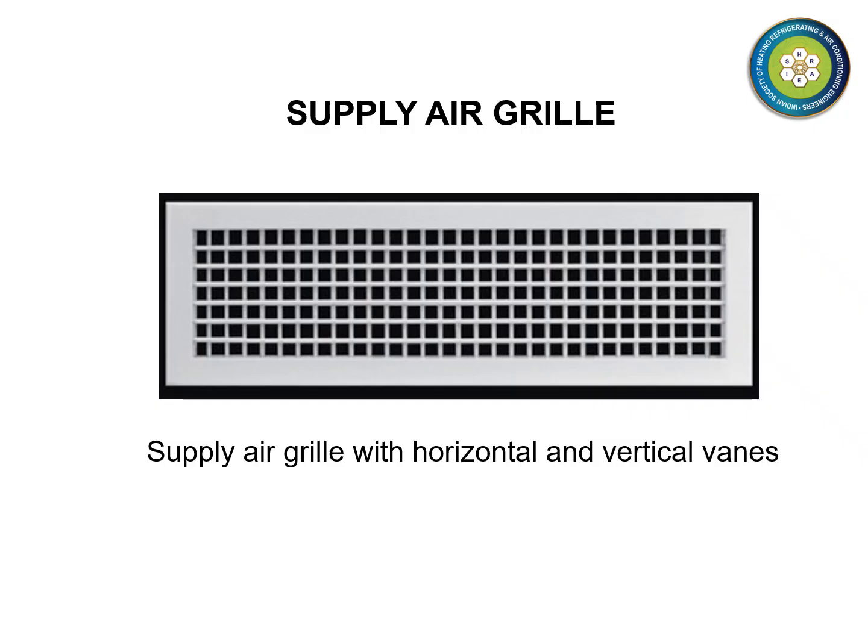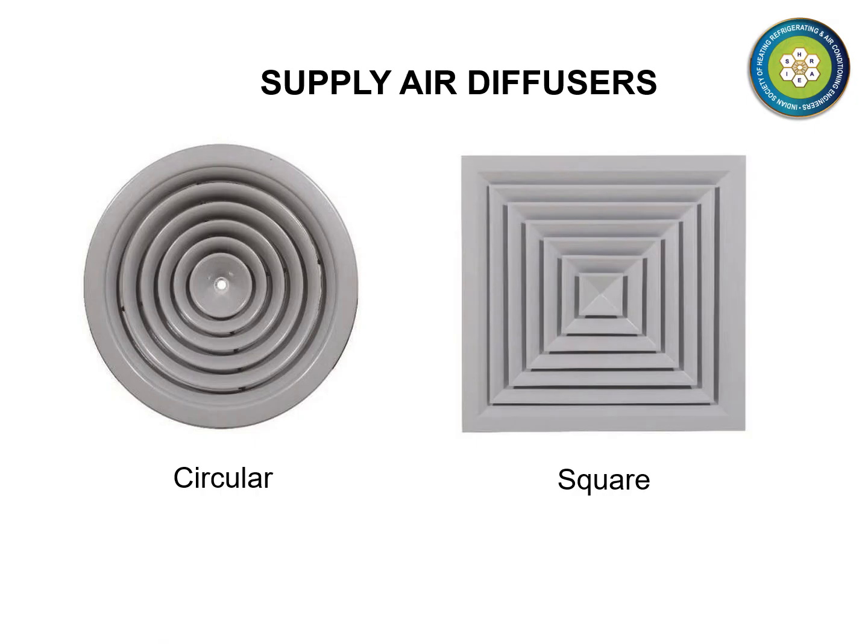Shown on this slide is a supply air grill with horizontal and vertical vanes. Such grills are typically wall mounted slightly above the occupied zone. Shown on this slide are two types of diffusers, one of them circular and the other square. These are typically roof mounted.